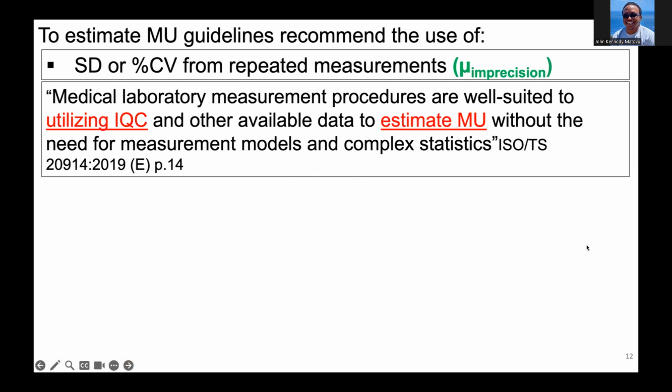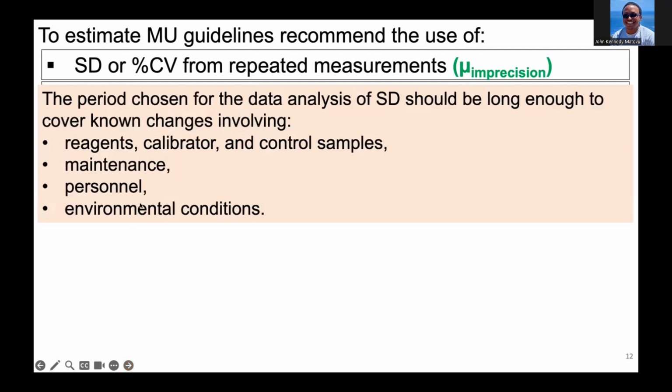Okay. So in the medical laboratory, measurement procedures are well suited to utilizing IQC and other available data to estimate our MU without the need for measurement models and complex statistics. Remember that MU is not just a preserve of the lab, it's used in many other industries. And in ours, we're quite lucky that what we need is just IQC materials. The period that you choose for the data analysis of your SD, you have to ensure that it's long enough to cover known changes that happen during the course of your analysis.